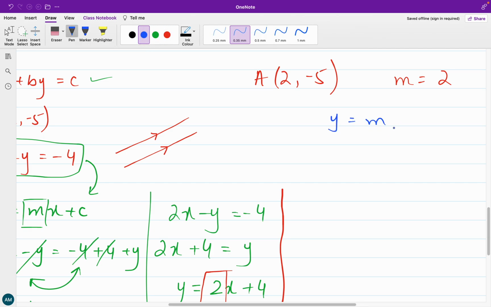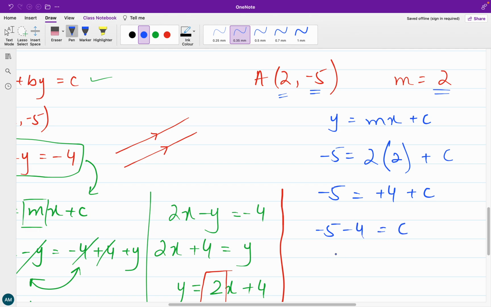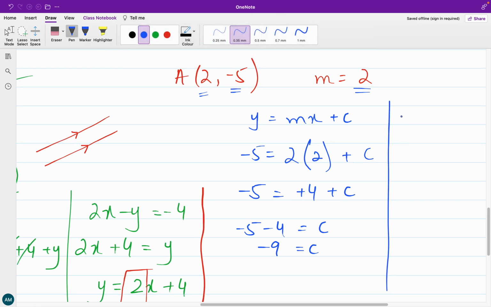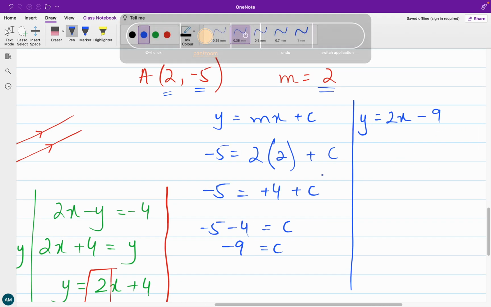We know that equation of a straight line has to be y is mx plus c. Yeah. So y is minus 5, gradient is 2, x coordinate of the point is 2. So we can find out c. Minus 5, positive 4 plus c. Minus 5 minus 4 is equal to c. Minus 9 is equal to c. Yeah, so let's plug this back into the equation. We have y is 2x because gradient is 2, and the value of c is minus 9. So this is the equation, y is equal to 2x minus 9.